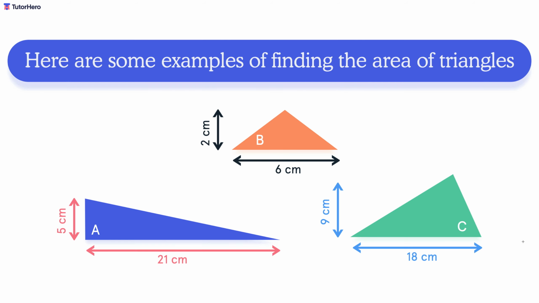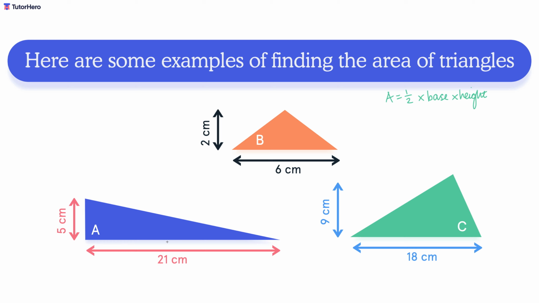Here are some more examples. Can you work out the area of these triangles? Remember the formula. A equals half times base times height. Pause the video and have a go at working out the area of triangles A, B and C. How did you get on? Let's go through the answers.